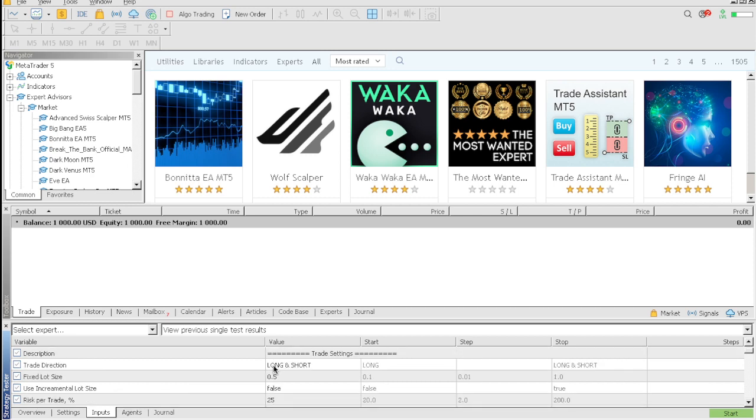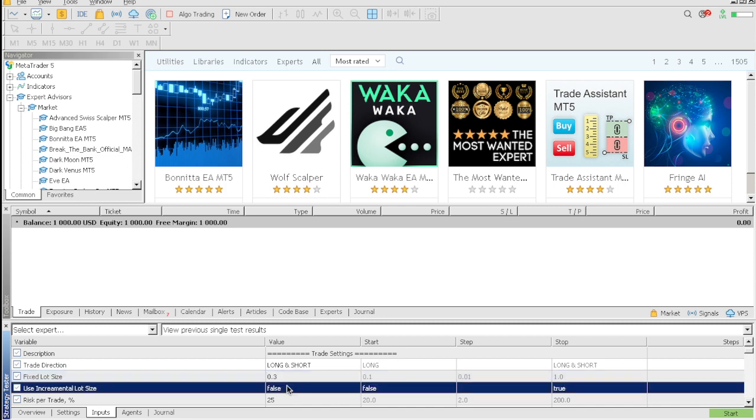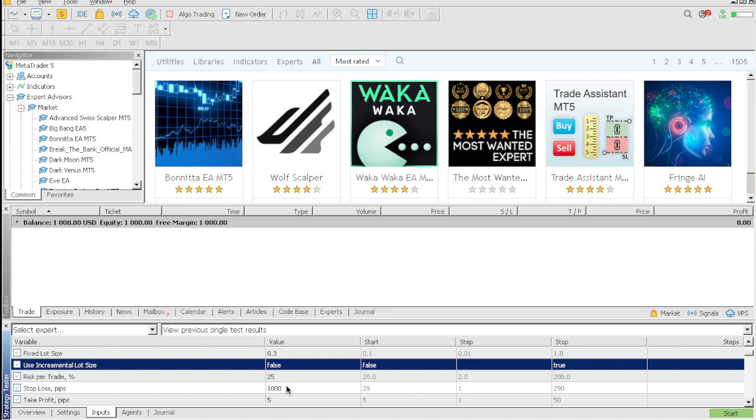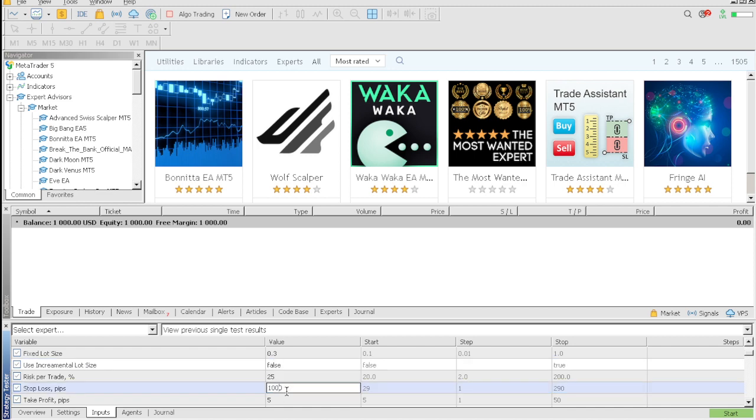Lot size we're going to use is 0.30, so that's $3 a pip. Instrumental lot size false, risk per trade, we're going to use 25%. Stop loss, that's crazy. If we're aiming for, I'm going to put about 20 pips.